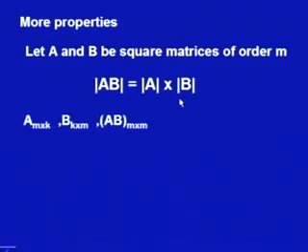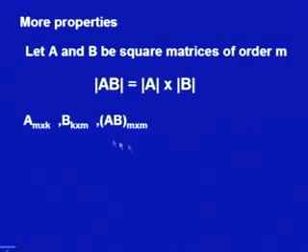Here one has to be very careful. Determinants are applicable only to square matrices. It may happen that AB is a square matrix, but A and B are not square matrices. In this case A is m by k, B is k by m, so AB will be m by m.